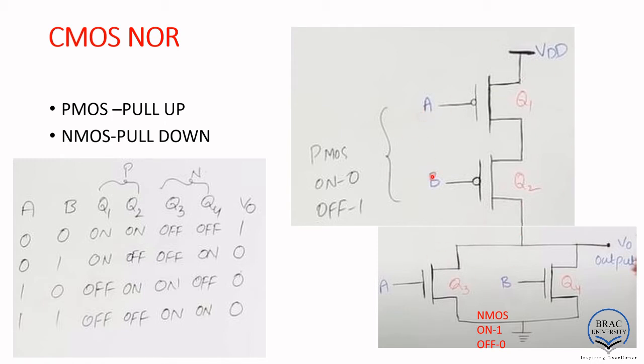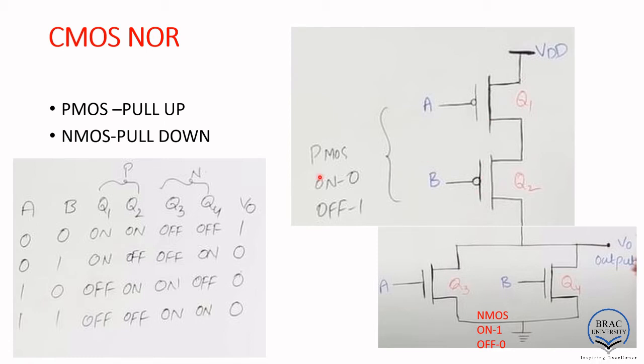So here A and B are the inputs for the two PMOS transistors Q1 and Q2, and A and B are the inputs for the NMOS transistors Q3 and Q4. This is VDD, this one is the output, and this is ground. So the concept is, if we connect the PMOS with the pull-up resistor or VDD and the NMOS with the pull-down resistor or 0, then we can get the CMOS NOR gate.